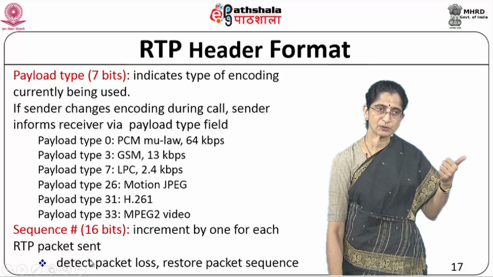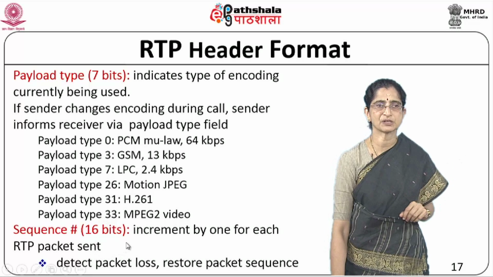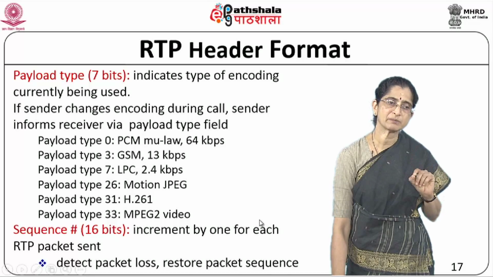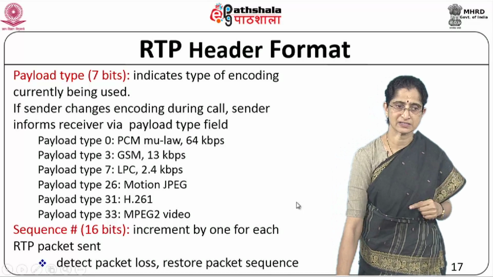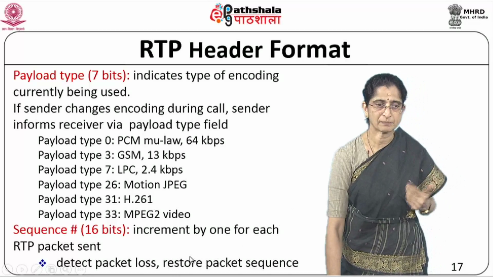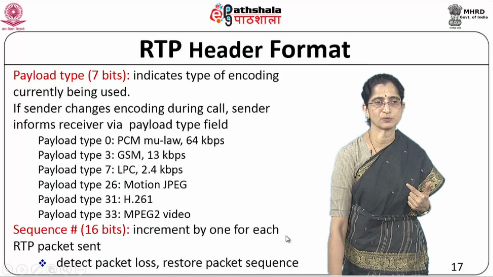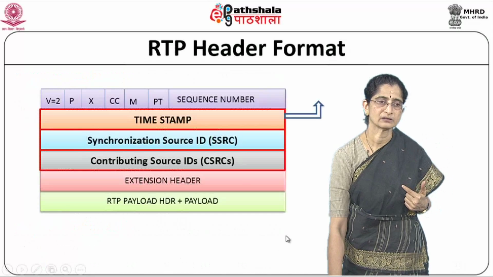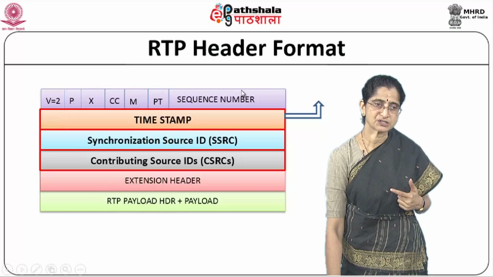And the sequence number field that we looked at is a 16-bit field. It is incremented by 1 for each RTP packet that is sent. So, you can use this to detect packet loss and restore any packet sequences. So, that was the first line of the header.